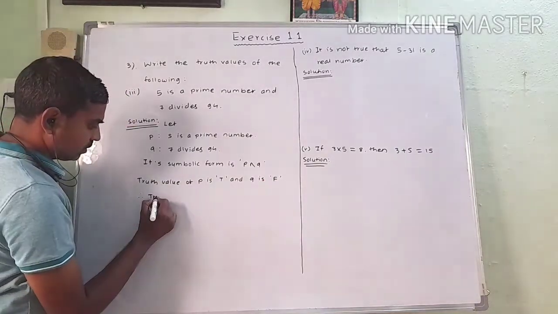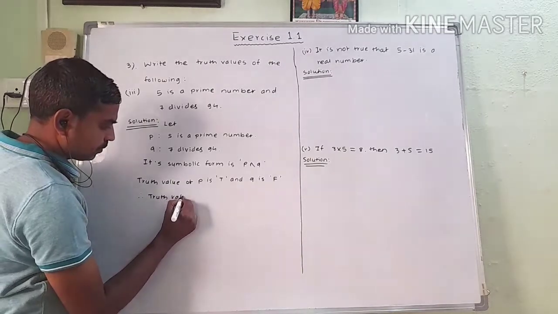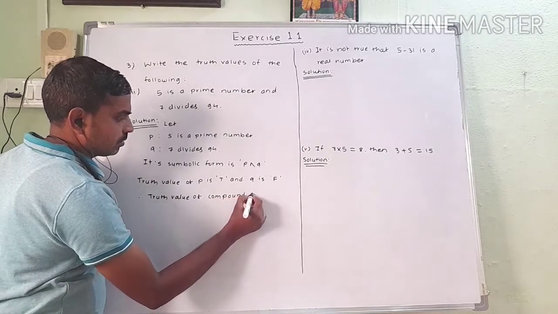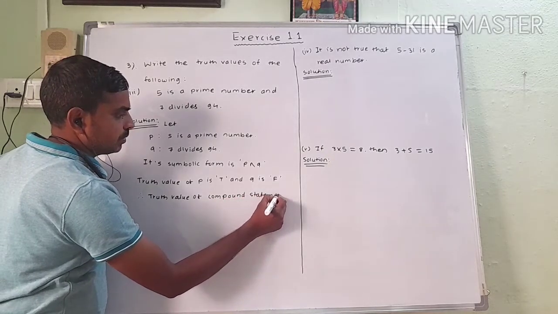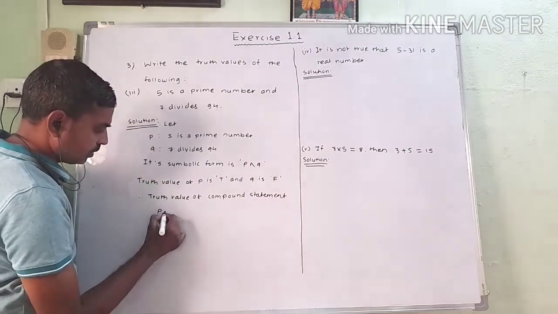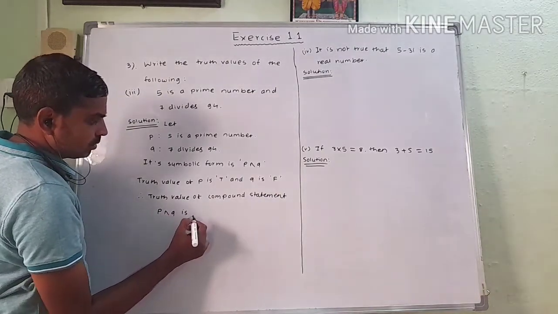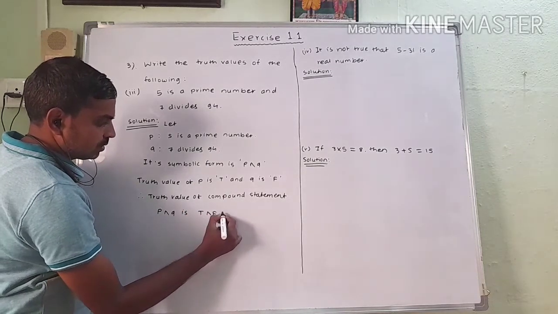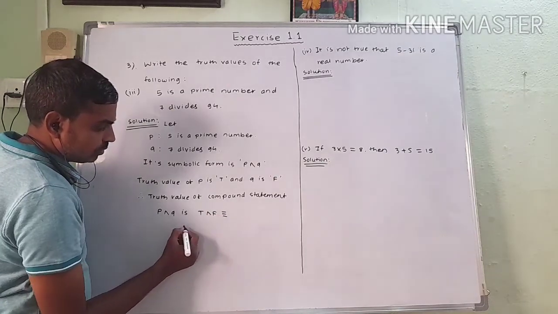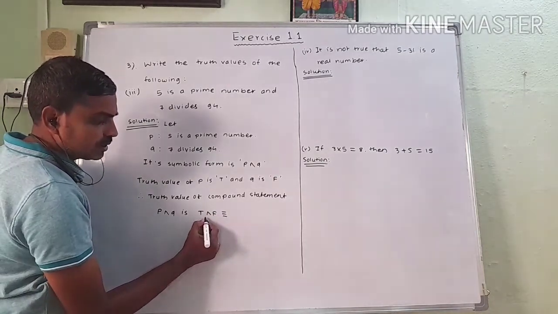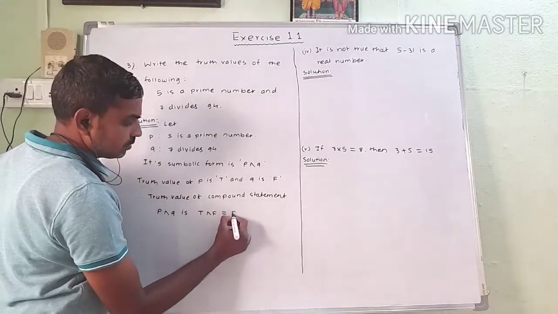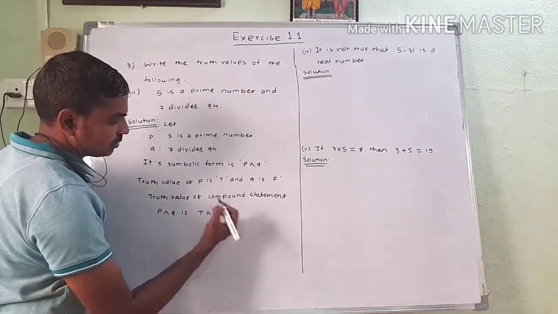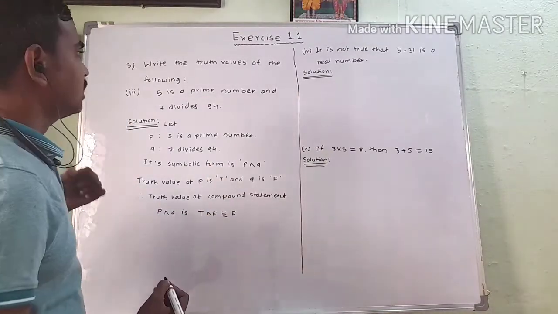Therefore the truth value of the given compound statement P and Q: the truth value of P is T and Q is false. Therefore, what will be the truth value? Its truth value is the conjunction of T and F, which is false, because the conjunction of T and T is the only true case, and for all other combinations its truth value is false. This is the solution of the third example.